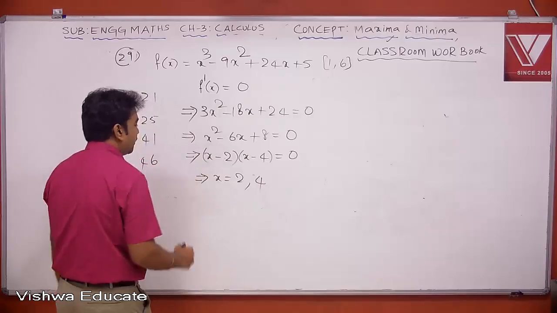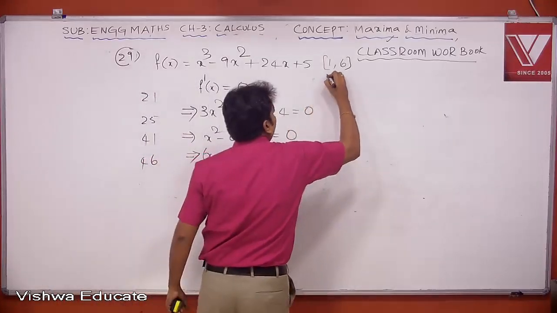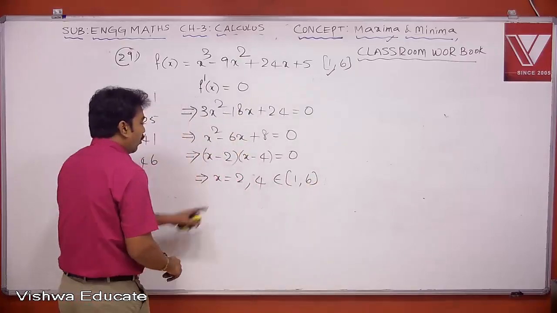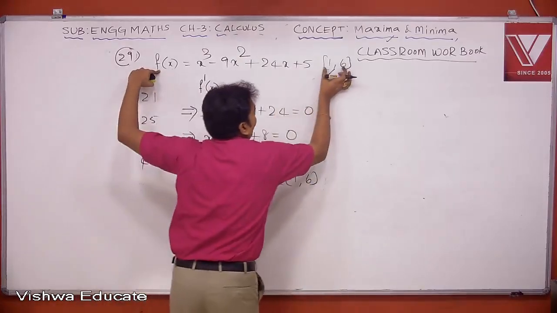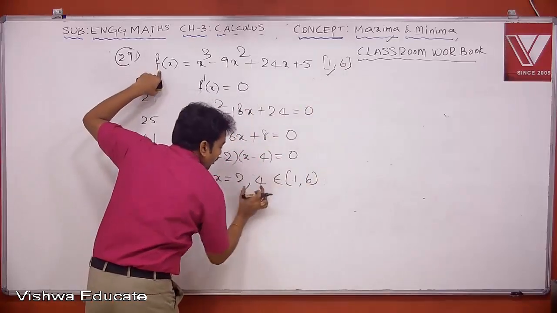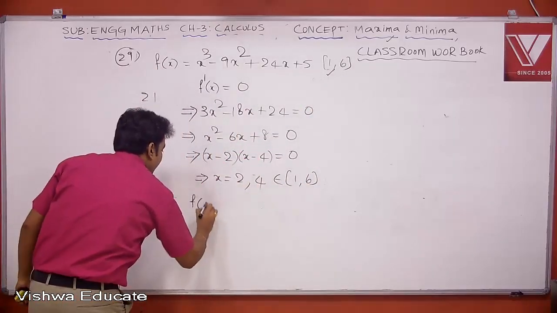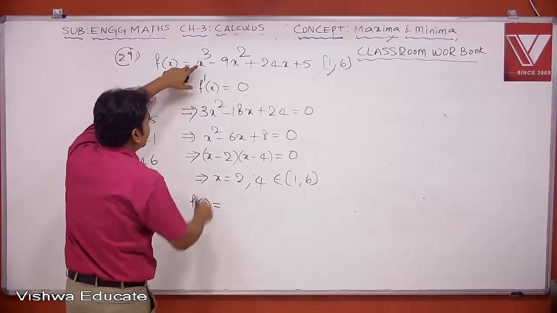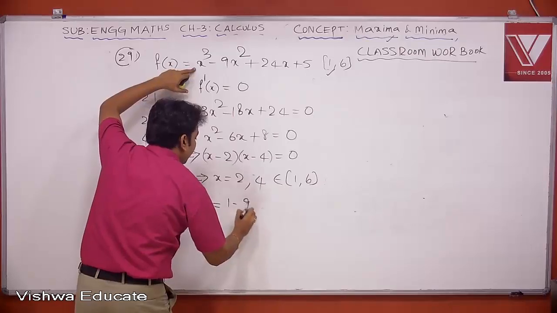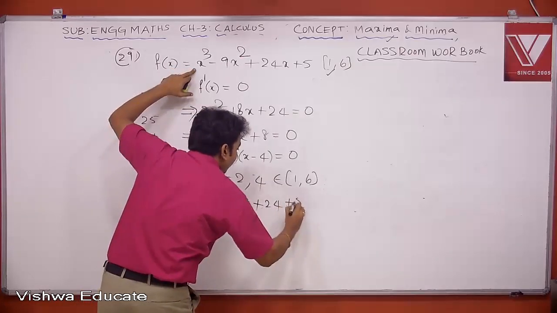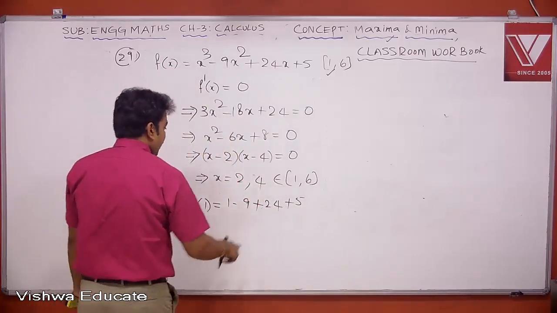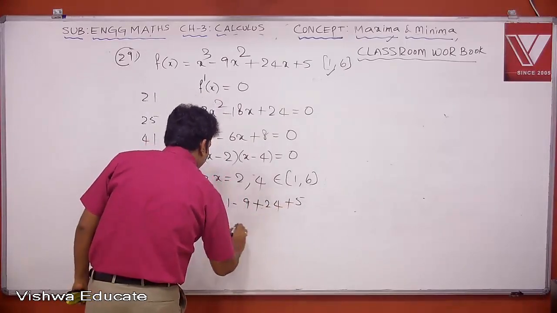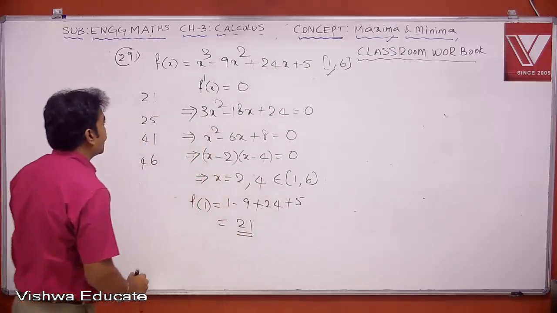These are my stationary points. And both stationary points belong to this interval, the closed interval 1, 6. Now, calculate the function value at the endpoints as well as the stationary points of this interval only. So, let us calculate f of 1. When you calculate f of 1, the result is 1 minus 9 plus 24 plus 5. So 30 minus 9, this is 21. f of 1 is 21.